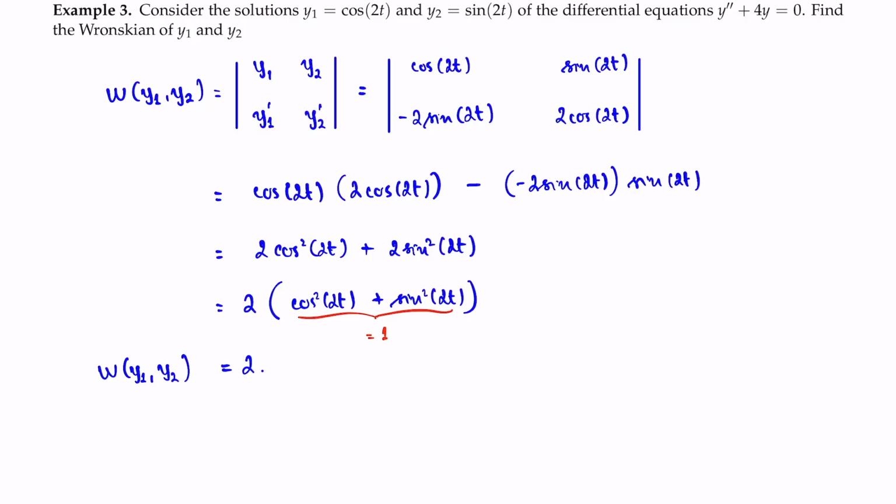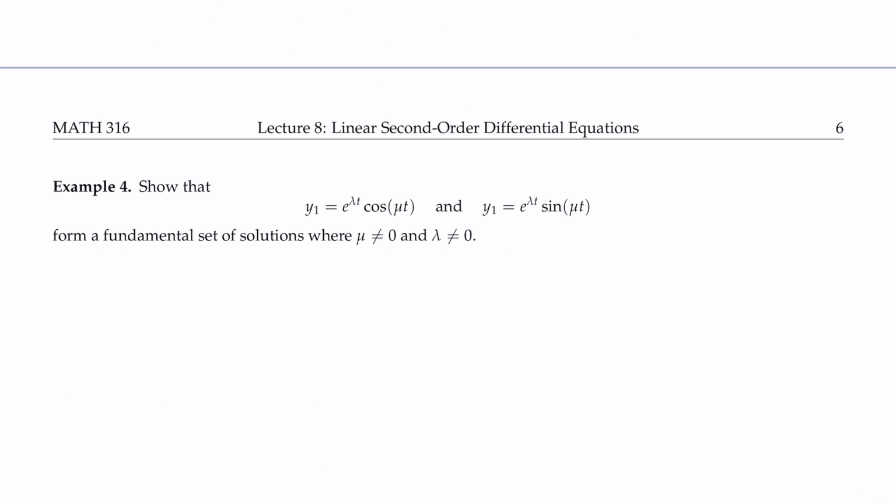Okay, now we're going to do something similar in example 4, but for different functions. So I want to show that y1 equals e to the lambda t times cosine of mu t and y2 in this case is e to the lambda t times sine of mu t. So these look like just random functions that I give you in the example, but later on in the lecture you will see these functions come up in the solutions of differential equations. So in this case, for example, these two functions will pop up in the case where you have something called the complex root when you use the method of characteristic.